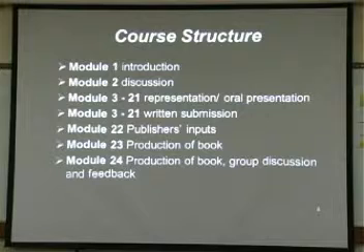Of course, the college must provide appropriate resources for the same as well. In Module 24, a group discussion about the work produced, lessons learned, and feedback to the faculty must take place.